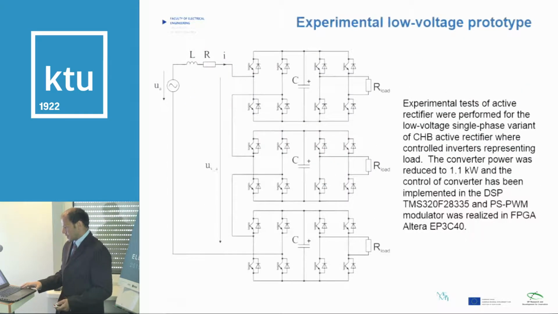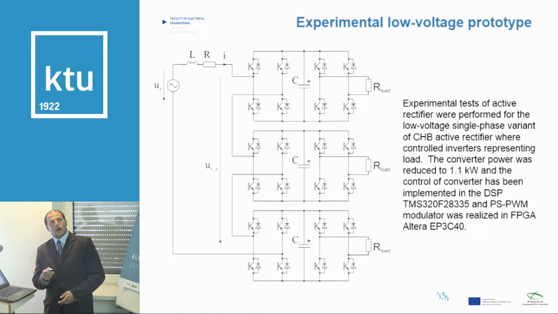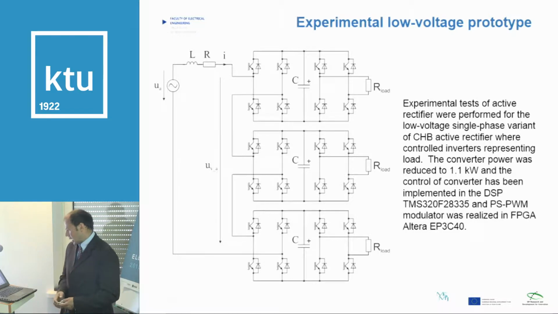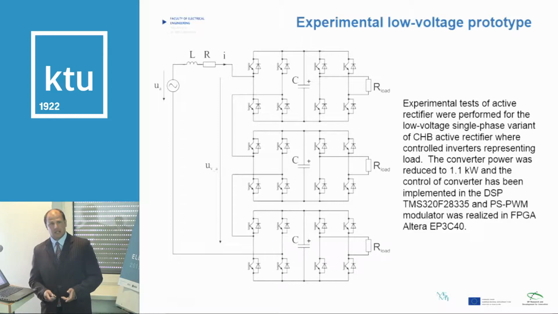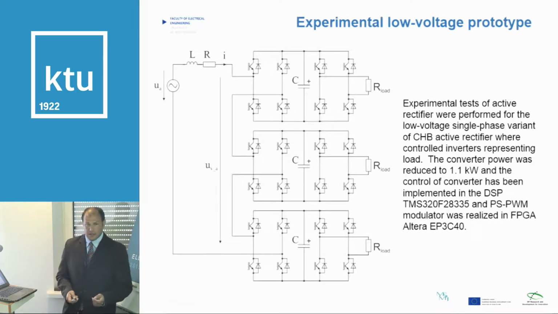And now some experimental results. In this case, we use a separate controlled inverter for each cell, which provides a changing load for each cell. The final test was for reducing power to just 1.1 kilowatts, and the control was implemented in a Texas Instruments DSP 335, and PWM was realized in an FPGA modulator.